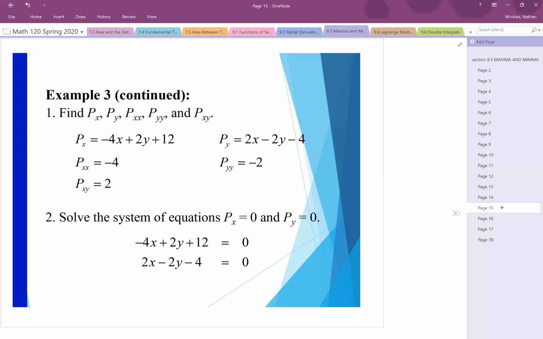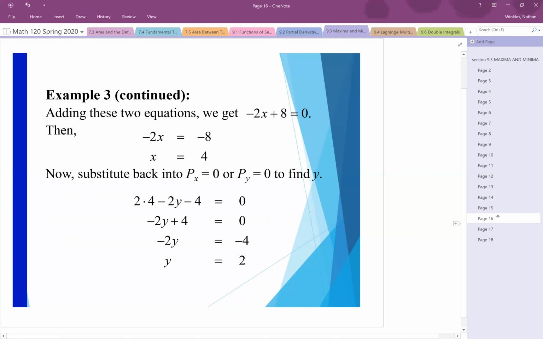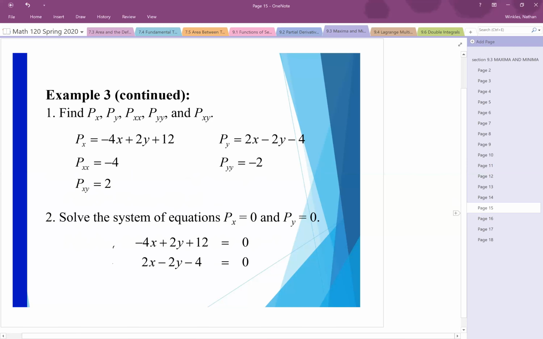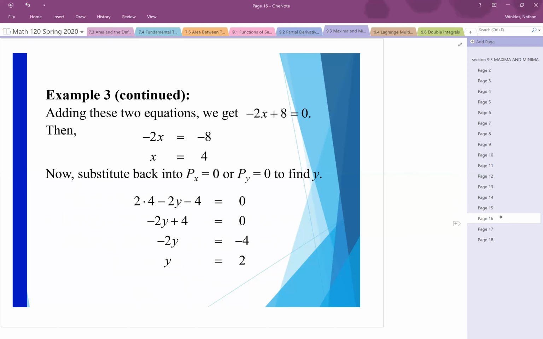So in this case, we're actually going to have to solve this system of equations unless you wanted to do a little bit ugly of a substitution. So if we add the two equations together from the previous slide, we get -2x plus 8 equals 0, which is what we're looking at here. So -2x equals -8, so x equals 4. So once we know x equals 4, we could plug into either one of those two equations, Px or Py, to find y.